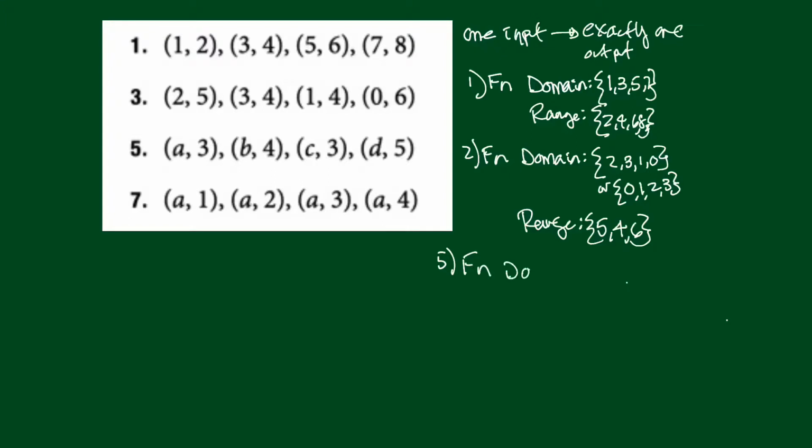And the domain is going to be all the first elements. So what are the first elements? A, B, C, and D. And the range, how about 3, 4, now, I've already got the 3, right? I've got 3, 4, 3. I don't need to write the 3 again, but I will write the 5.